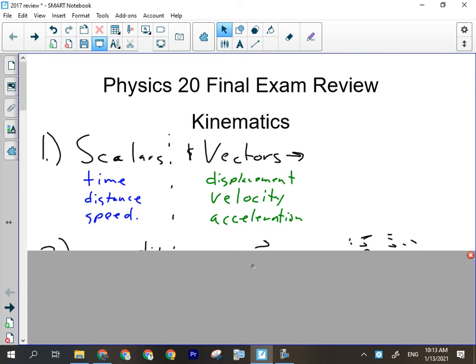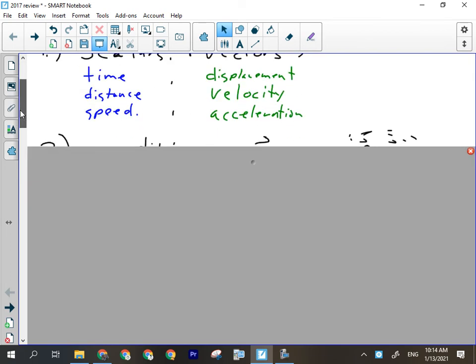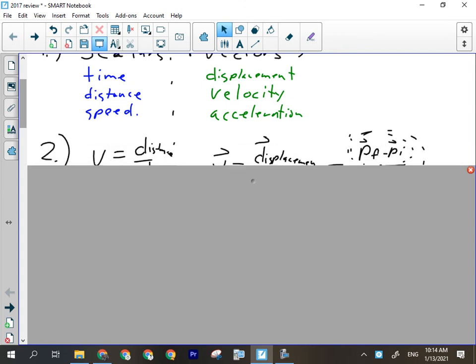And then from there we also did some review of how to use v equals d over t, which I know was terribly trying for everybody. Algebraically challenging and very difficult stuff. So that stuff was basically all review from Science 10, but obviously still has a place in this course and could be on your final exam.